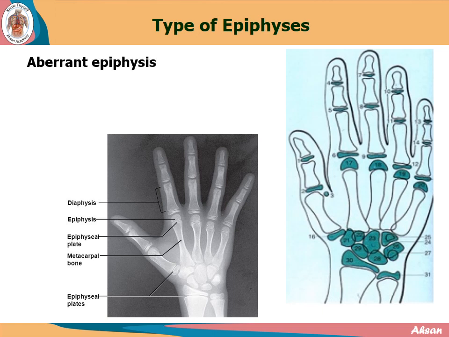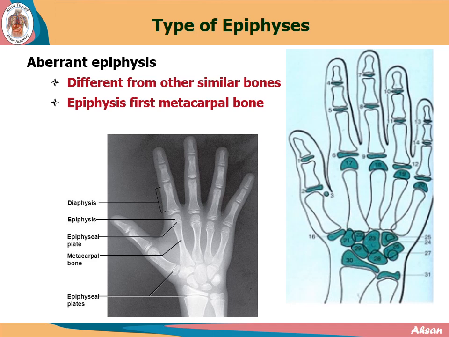Aberrant means they are different from other members of the group. This is a different, similar bone. If you see here in the X-ray, the epiphysis of the first metacarpal bone, of the thumb, is present at the lower part, but the rest of the four have it in the upper part, meaning this end is distal and that is proximal. This is known as aberrant epiphysis.